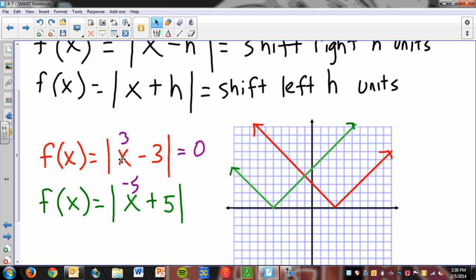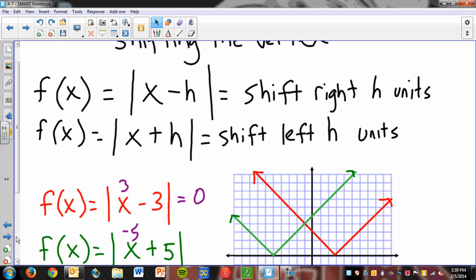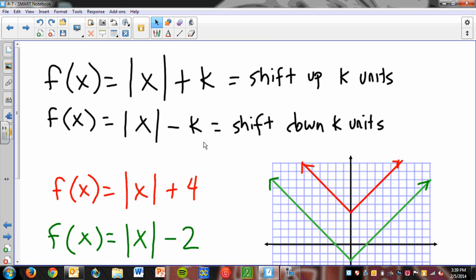Because if this was 2, we go over to 2 and up 1. 2 minus 3 gives us negative 1, and the absolute value is 1. So it's tough to wrap your mind around these being backwards, but we'll get you a little cheat sheet here in a second, so you don't have to necessarily remember completely.